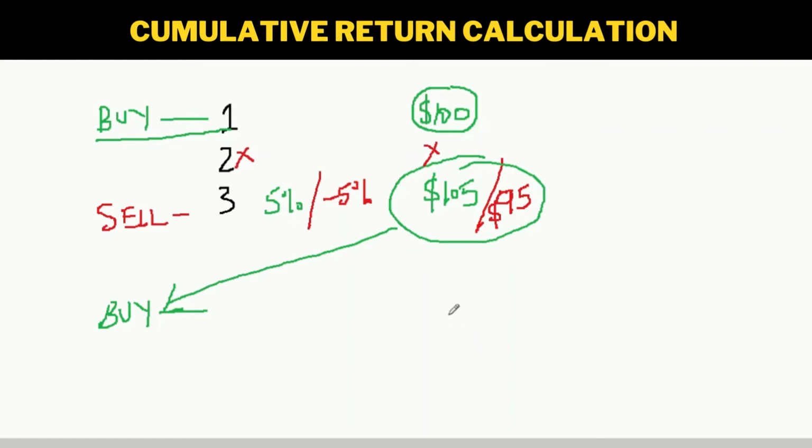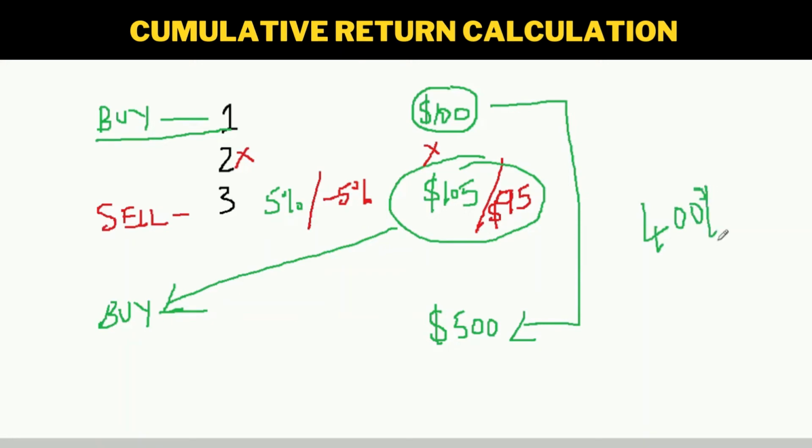And assuming your balance turns out to be, let's say, $500 after a certain period of time, it means you invested 100, which has now become 500. That's a return of 400%, and this is also known as cumulative return.